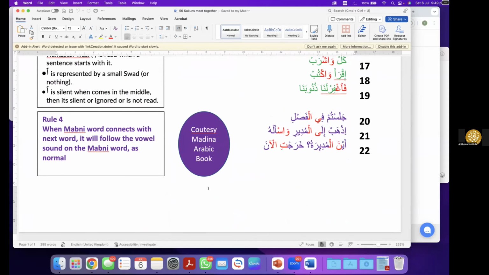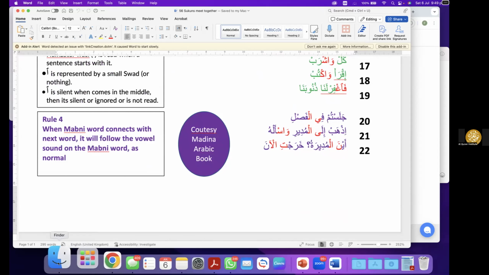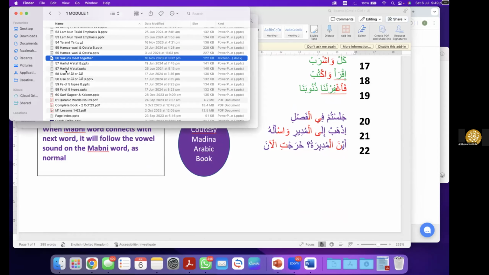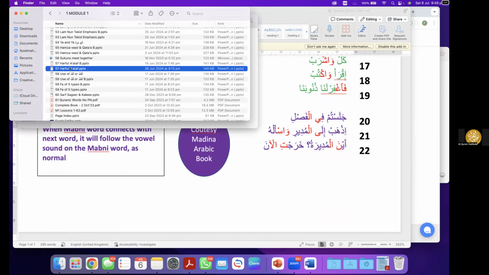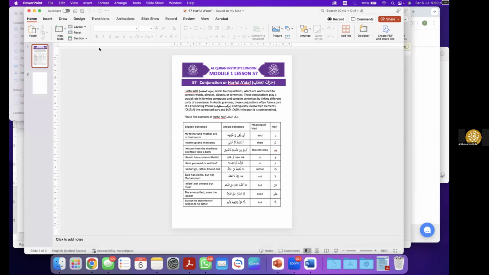So this chapter, as I said, there's nothing much on it. I don't think there is any MCQ on that either, possibly. There may be some. Any question on that? If not, we will move to the next lesson. Let's move forward now, inshallah.